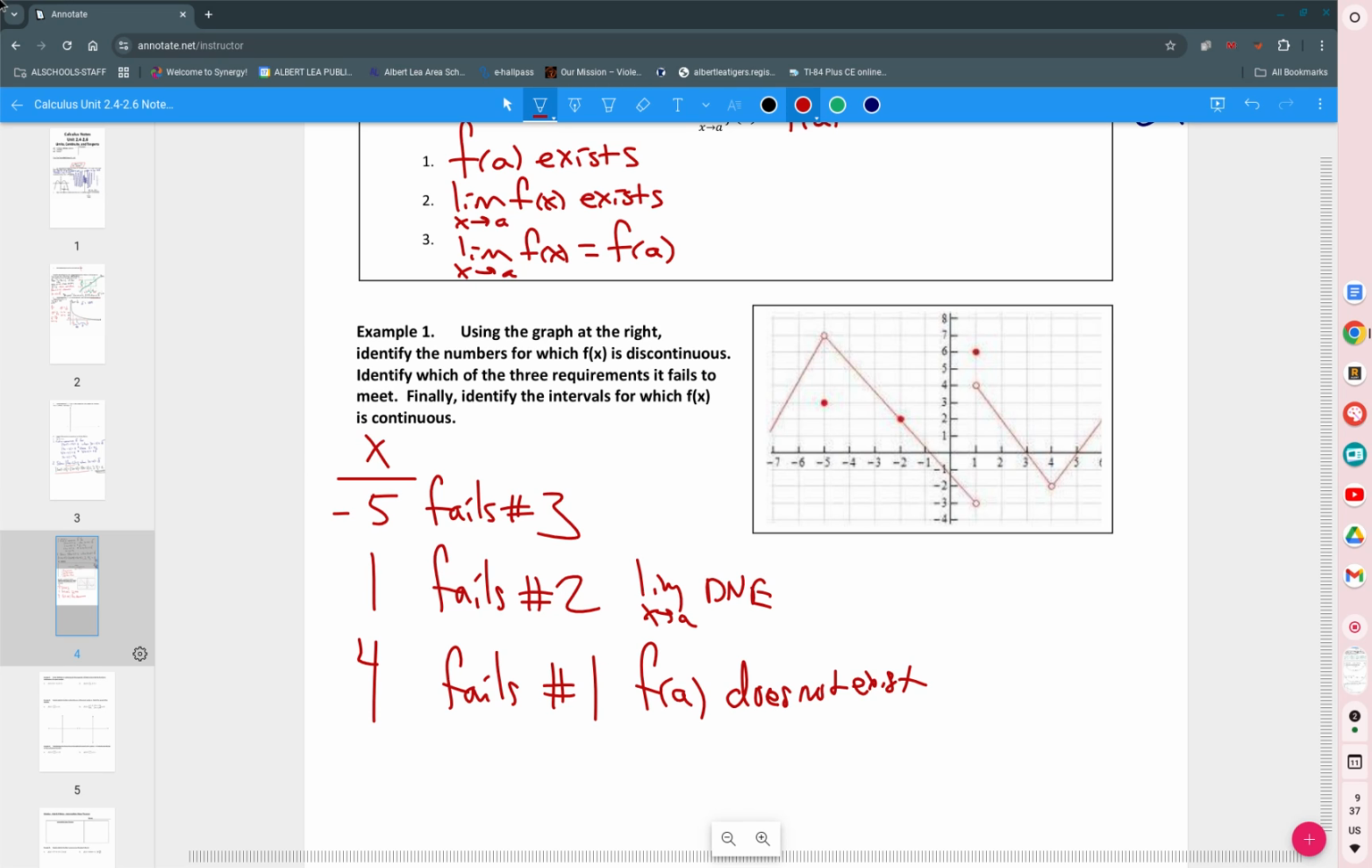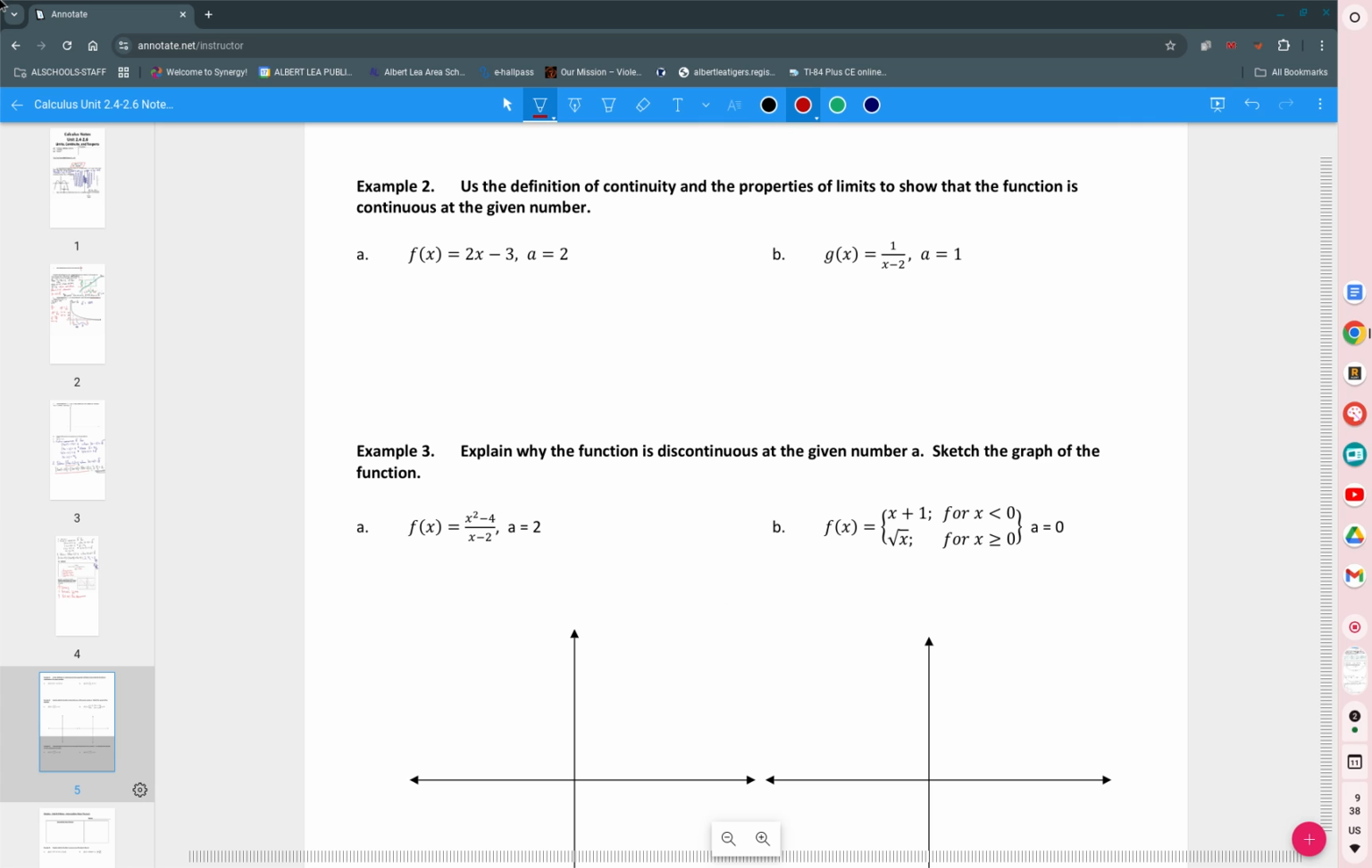Now, every once in a while I have a student who tries to get kind of cute with me, and for every single answer they write number 3. Technically, if it's discontinuous, they all fail number 3. I want to know in which order it fails first. Do you see what I'm saying? So you must list the 3 criteria. Why do I do that? Because that's exactly what was expected of me in college. I see them laying it out just like that. So I want the same for you guys. Flip it on over.